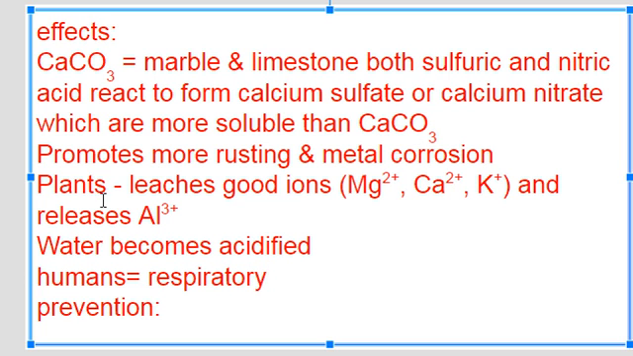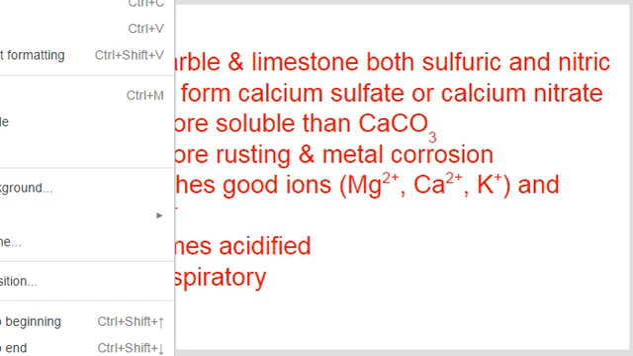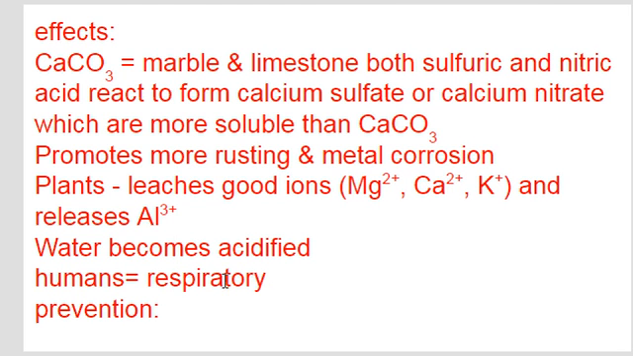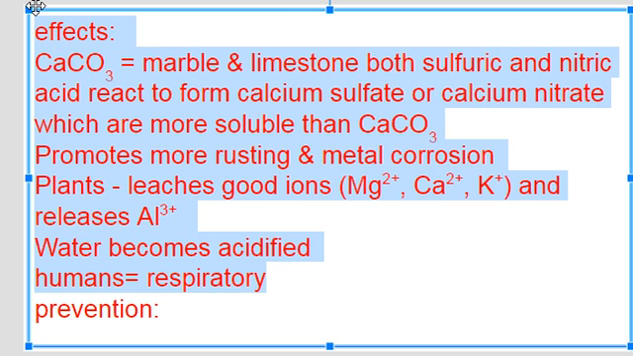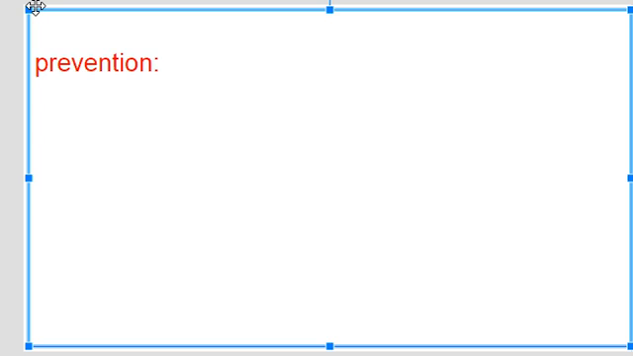Okay, so those are some of the effects. So let's talk about prevention. Let me get another slide here. I'll just duplicate this one and take the effects off. So how do you prevent it? Well, the two big things to prevent are prevent the SO2 from getting into the atmosphere and prevent the NOx from getting into the atmosphere. So how do we do that?